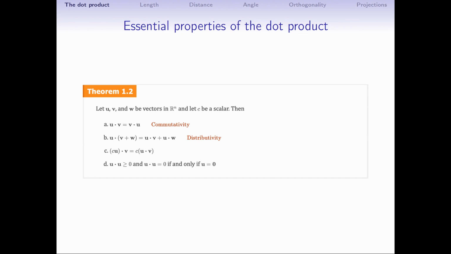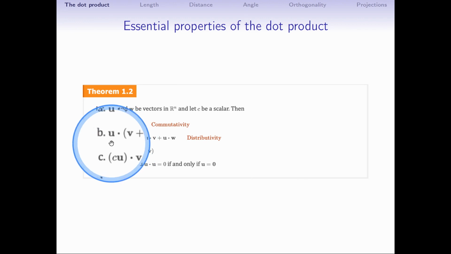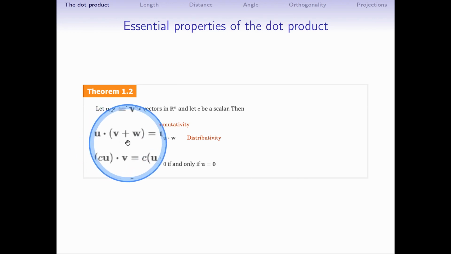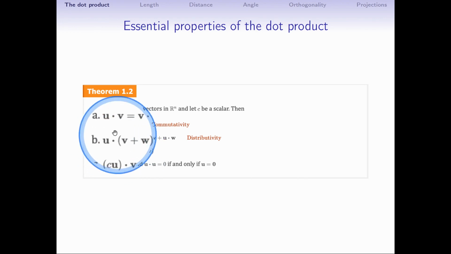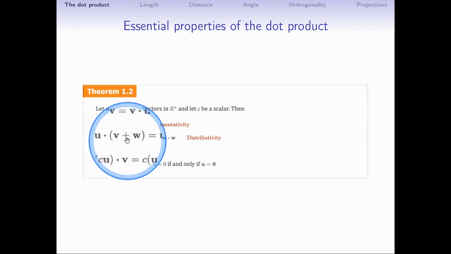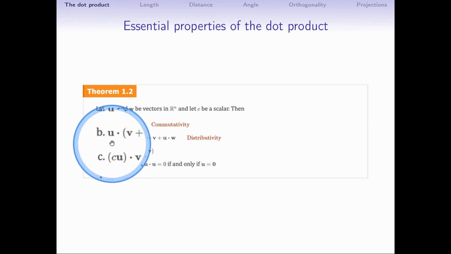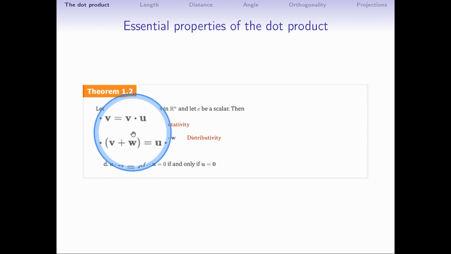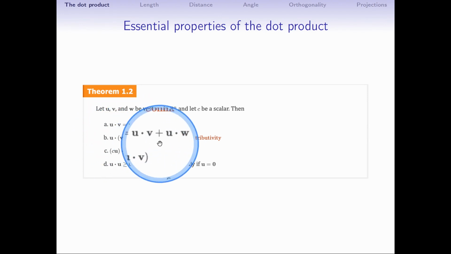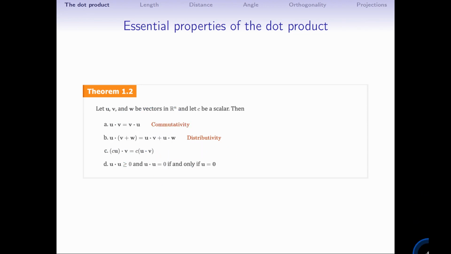Now property B says that the dot product distributes over vector addition. Let's take a look at this in some detail. So suppose we want to calculate a dot product of the form U dot a sum V plus W. So U is being dotted with a vector sum. What this theorem tells us is that we can take the dot product over this vector addition. In other words, we can take U dot V plus U dot W. So on the right-hand side here, we'll see U dot V plus U dot W. So in short, the dot product distributes over vector addition.